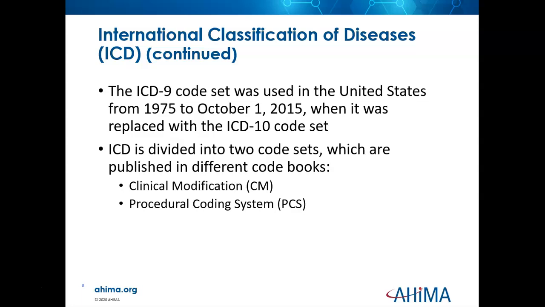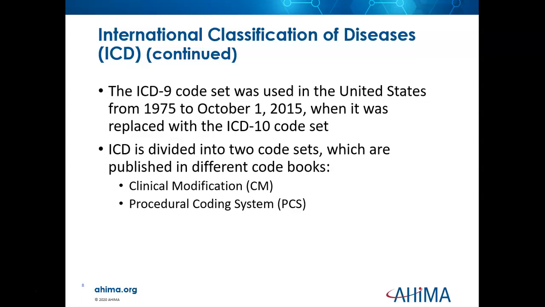It multiplied exponentially because it was much more granular. It was able to identify what side of the body you were injured. Was it your right arm? Was it your left arm? It gave a little bit more specificity to other diseases such as diabetes and other types of musculoskeletal conditions, skin, subcutaneous tissue conditions. It just was able to identify on a much more granular level.